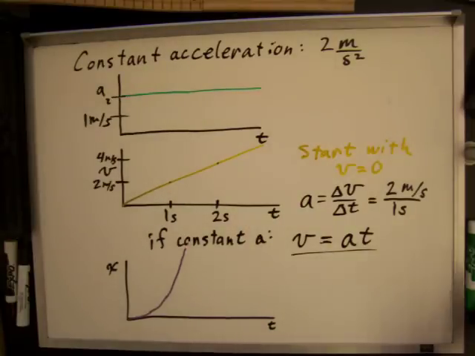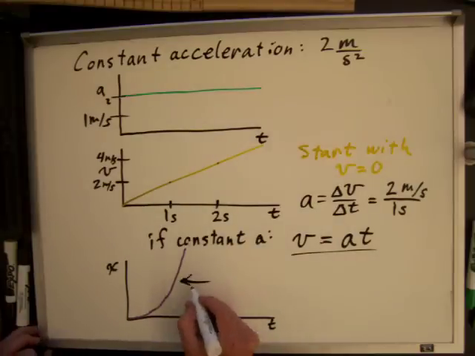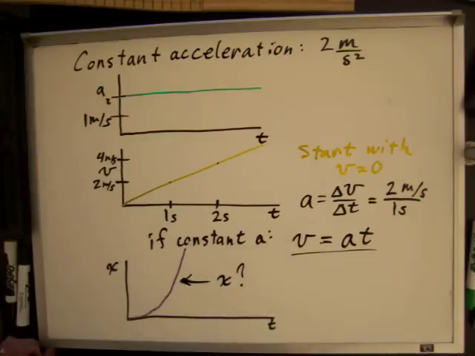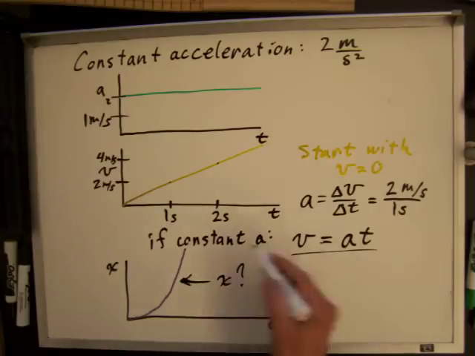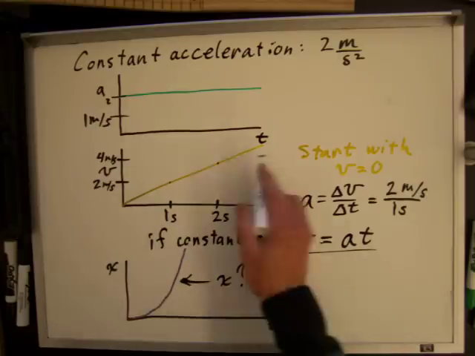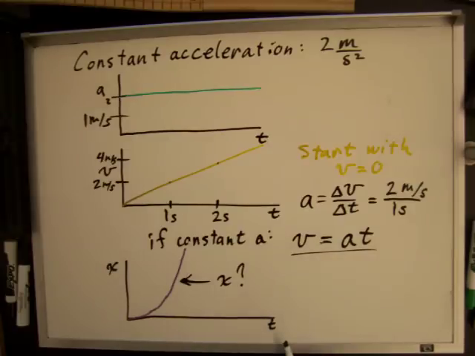So we don't know exactly how to calculate x, how the position changes with time if we have constant acceleration yet. For that, we're going to have to use some algebra. If we start with a velocity equal to 0 and have a constant acceleration, again, the velocity at any time can be calculated by multiplying acceleration times time. But we're going to figure this out in the next video.